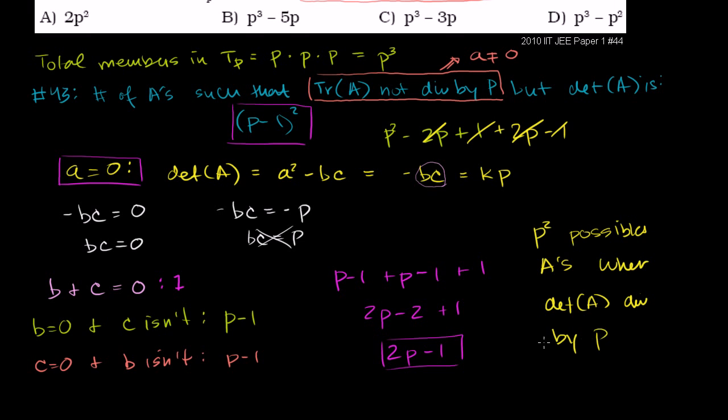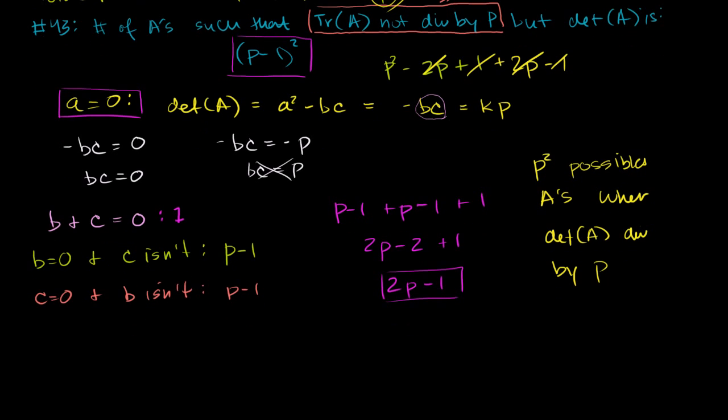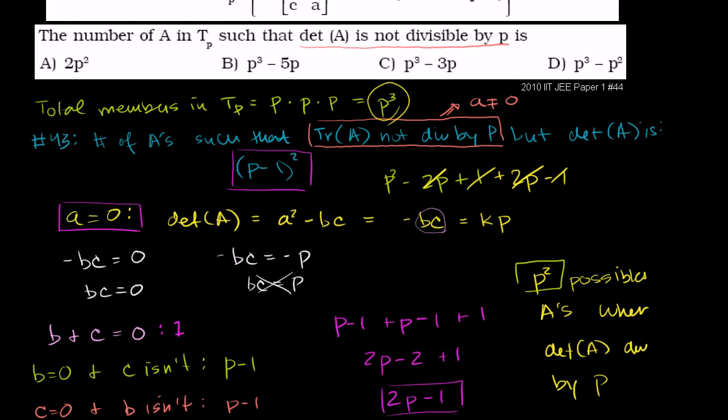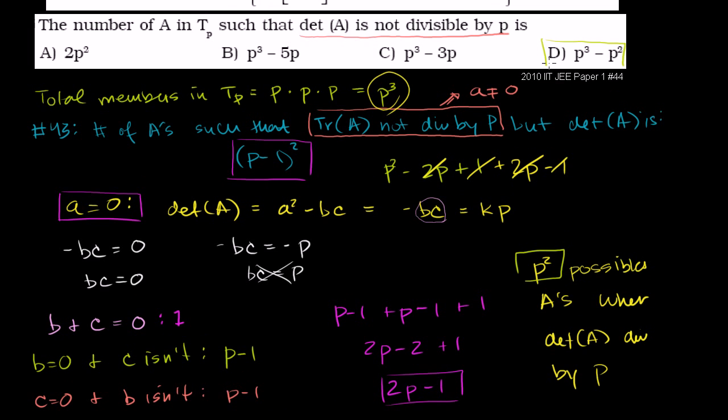Now, we're very close, but this isn't what they're asking. They want the total members where the determinant of A is not divisible by p. So all we have to do here is take our total membership, which is p to the third, and subtract from that the members whose determinants are divisible by p, which we just figured out. We subtract p squared. And now we'll get the number of A's where the determinant of A is not divisible by p. Now let's see if that's one of the choices. And it is D, p cubed minus p squared.